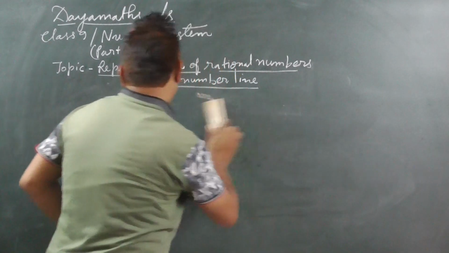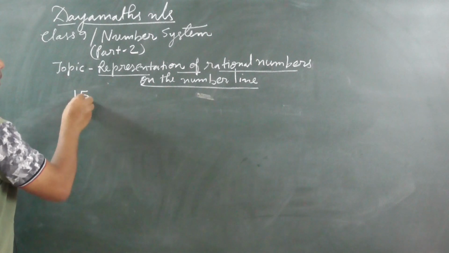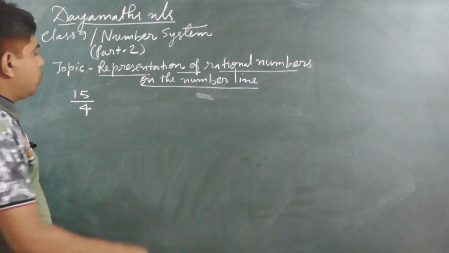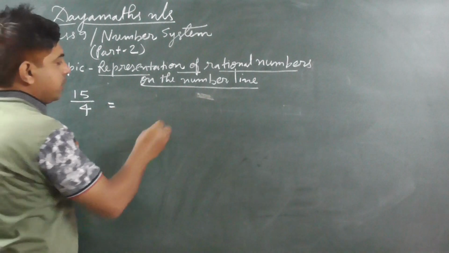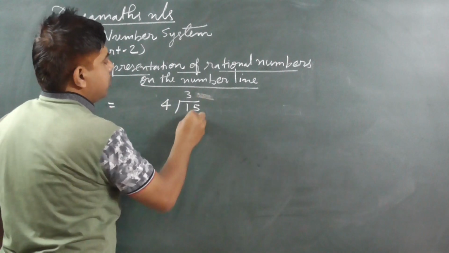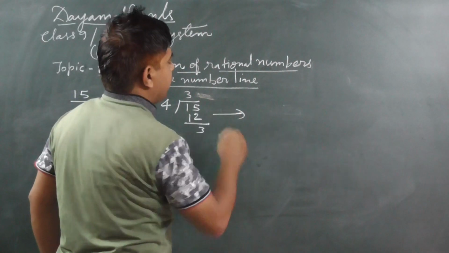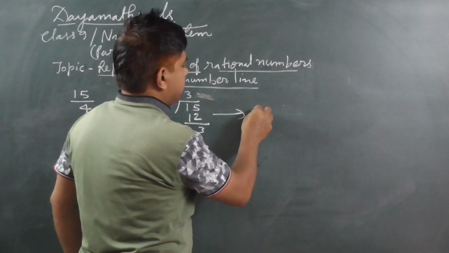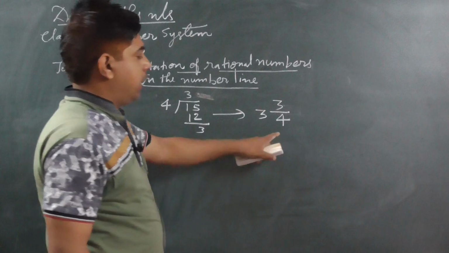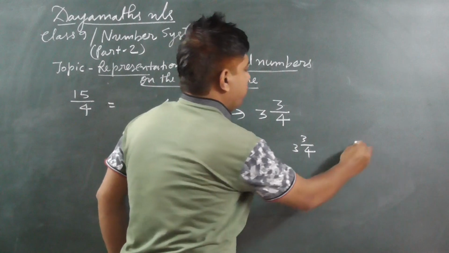So just give a look here. Let it be 15 by 4, which is an improper fraction. So you can convert it into a mixed fraction. Divide 15 by 4. So 4 3s are 12. You will get 3 as a remainder here. And if you write it in the form of a mixed fraction, you will get 3 whole and 3 by 4. Clear? Now here 3 and 3 by 4 will lie between 3 and 4.